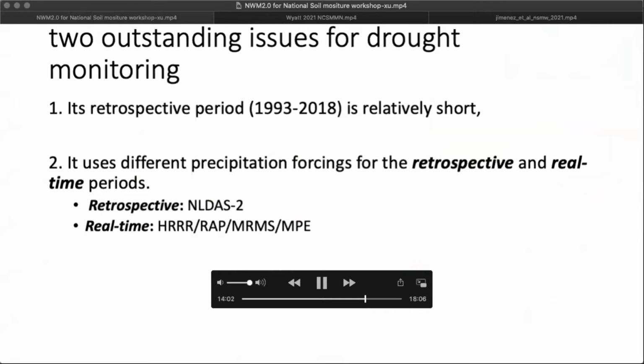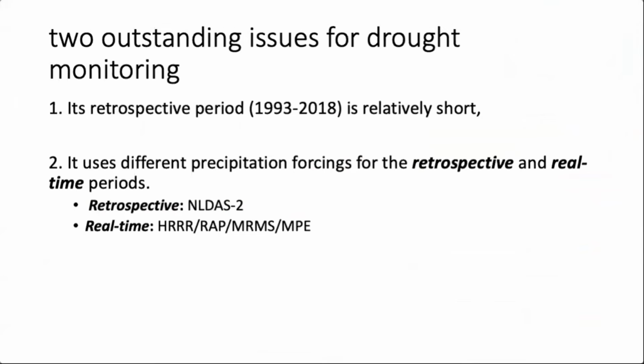During this project, we found two outstanding issues for the current drought monitoring based on the National Water Model. First is the relatively short retrospective period. It's only 26 years, which is relatively short for drought monitoring. Due to the short period, we need to do some special treatment to estimate the CDF and then the soil moisture percentile. And the second is the mismatch between the precipitation forcing of the retrospective and the real-time simulation.